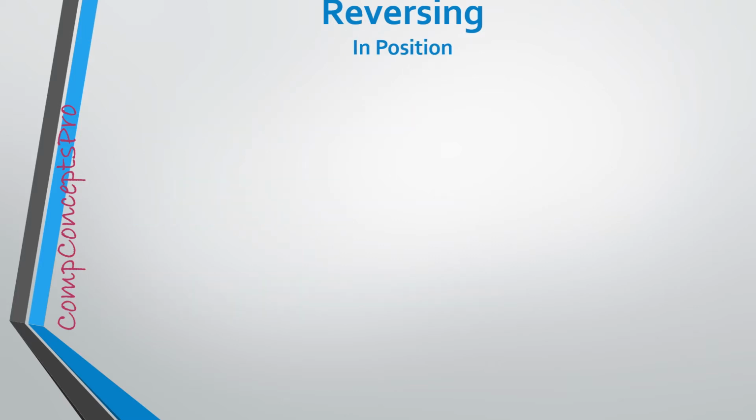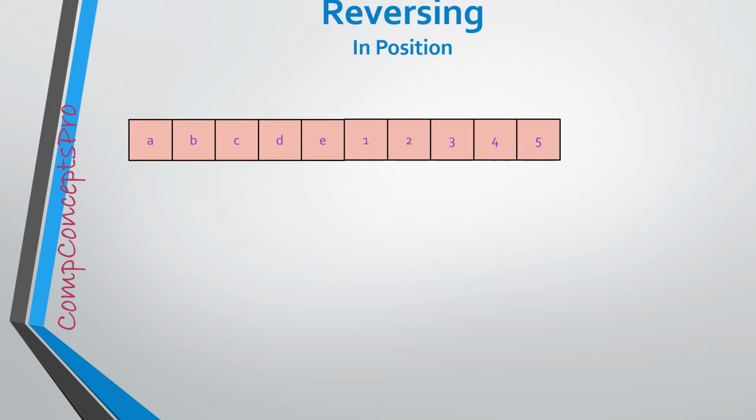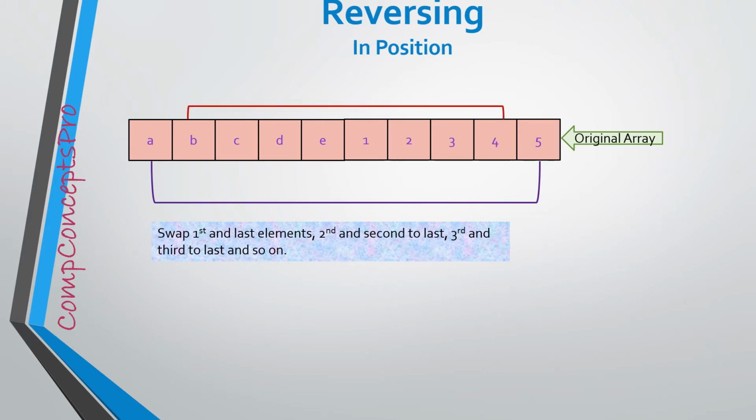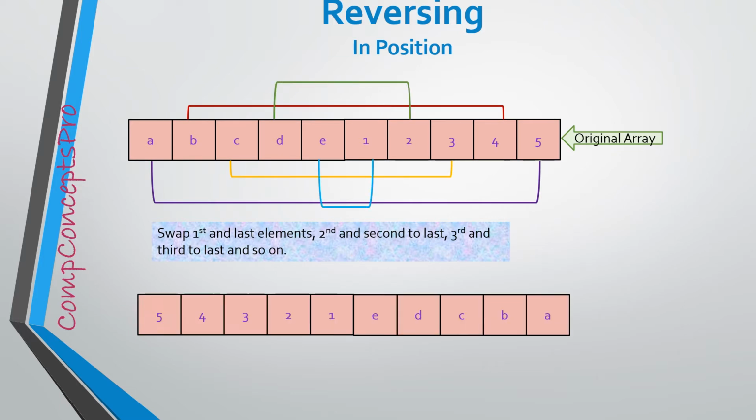Now we will see how to reverse the array in position. Suppose this is our original array. In this method we have to swap the elements in such an order so that the resultant order is reversed. Like we have to swap the first and last elements with each other, the second element with the second last element, the third element with the third last element, and so on. So like this the swapping will be done. And now as you can see, when all the elements are swapped with their respective positions, the array elements are reversed.